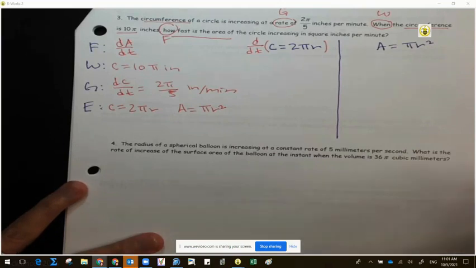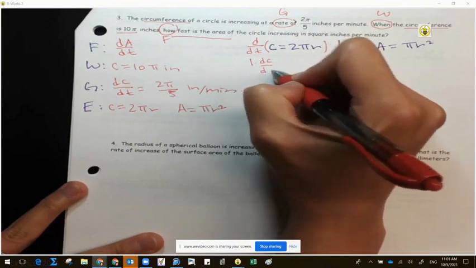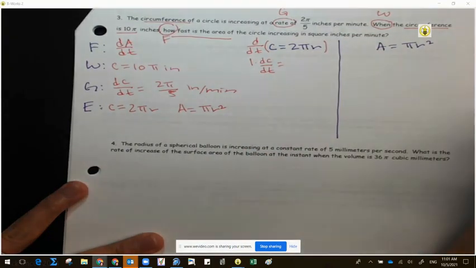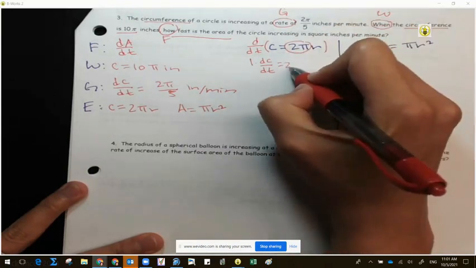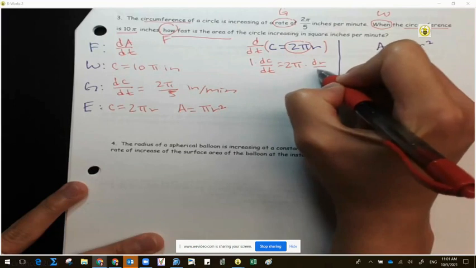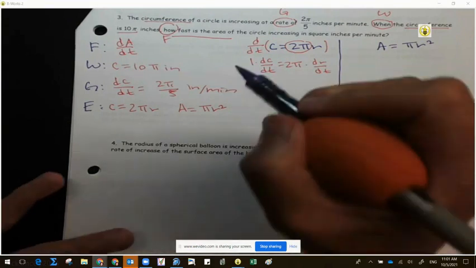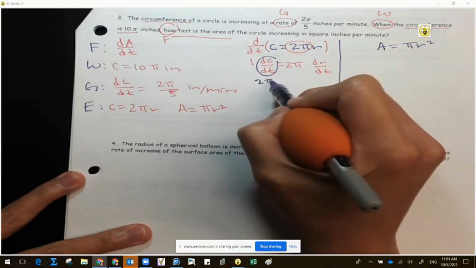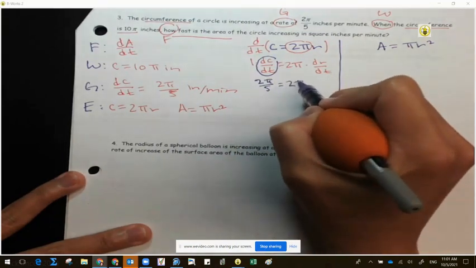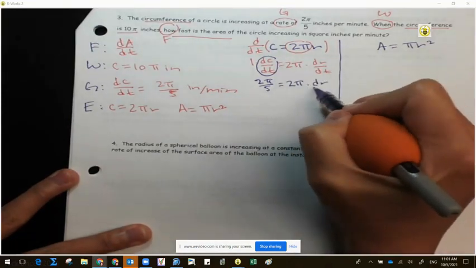Our derivative of 1C is 1, dC over dt. And our derivative of 2 pi r, and remember that 2 pi is our number, is 2 pi dr over dt. And let's start circling the pieces that we already know. Do I know dC over dt? So I'm going to plug in 2 pi over 5. 2 pi. Do I know dr over dt? Maybe that's our variable.